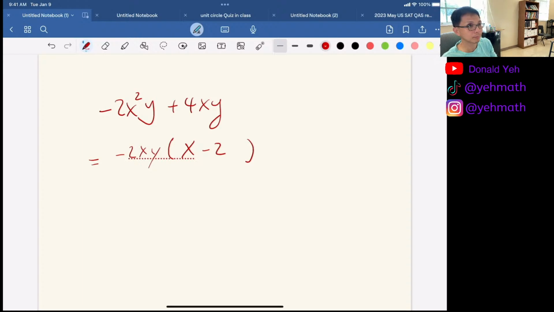That's it. And that's how you factor something. And not just GCF. Tomorrow we're going to go to trinomials, factor by grouping. We're going to talk about GCF. We're going to talk about all the things.